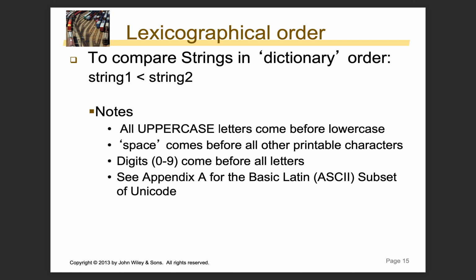There's an appendix A for the ASCII subset of Unicode, which will give you kind of an order of precedence of dictionary order. Okay, in dictionary order here, we're talking about where they would appear in order like they would in a dictionary.